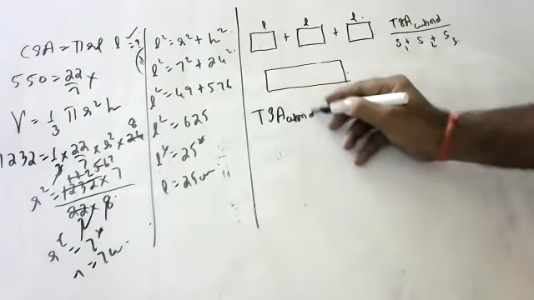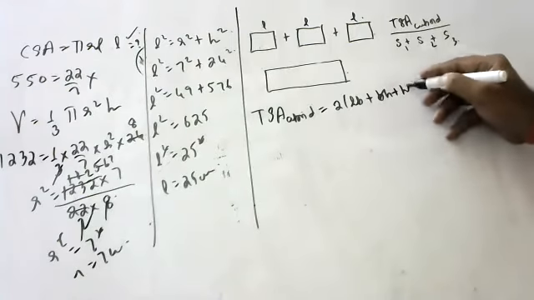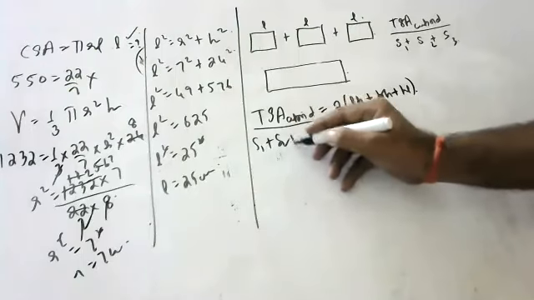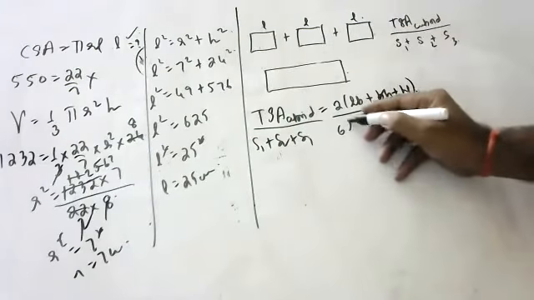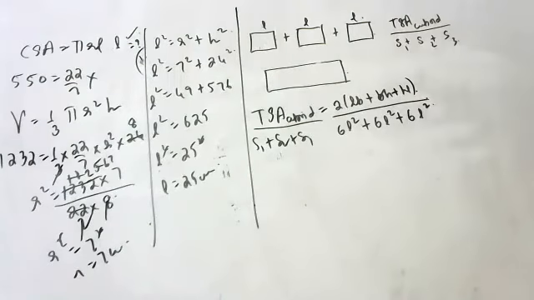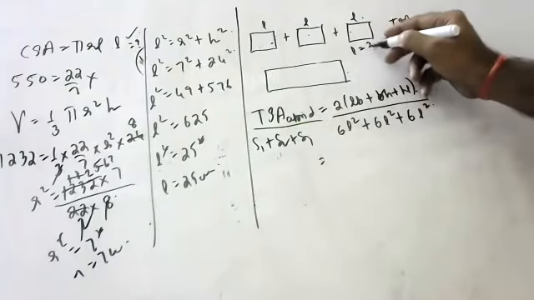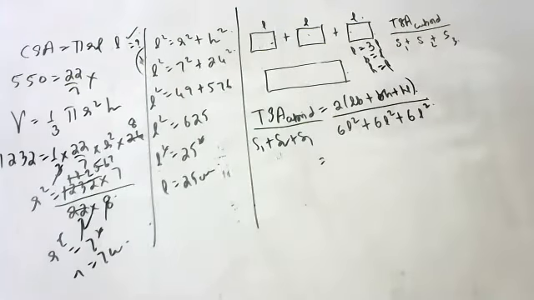Yes, sir. TSA of cuboid formula? 2 into (LB plus BH plus HL). S1 plus S2 plus S3 is the surface area of each cube: 6L square plus 6L square plus 6L square. So when 3 of them are joined, only length will change into 3L. Breadth and height remain as L only.